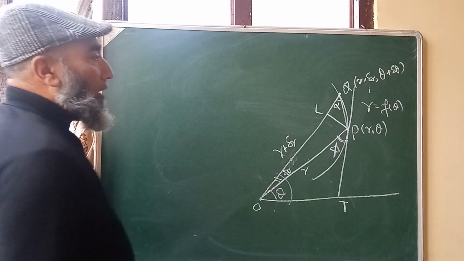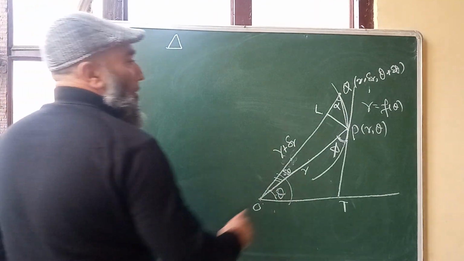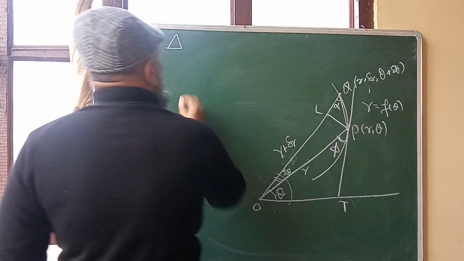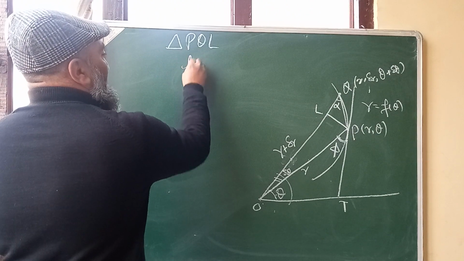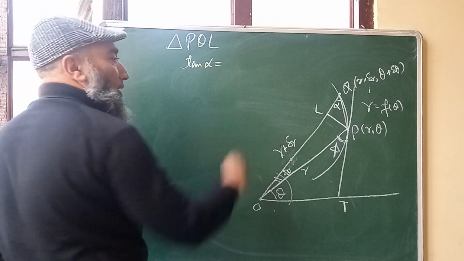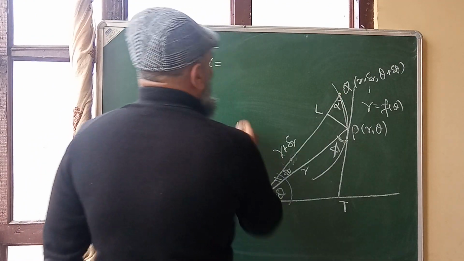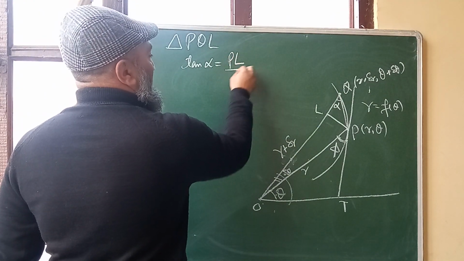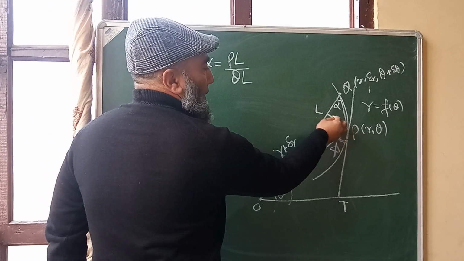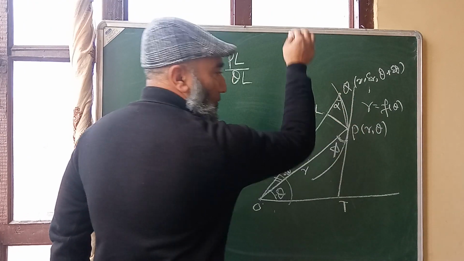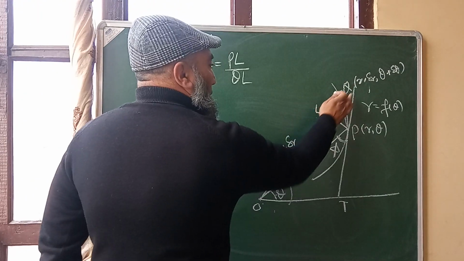Okay. Now let me take up this triangle. From the triangle PQL, what do I have? I have tan of alpha. What is it equal to? Perpendicular by base. It is PL by QL. Clear? This is the perpendicular, this is the base, and this is the hypotenuse, right? So tan alpha will be PL by QL. But what is this QL?